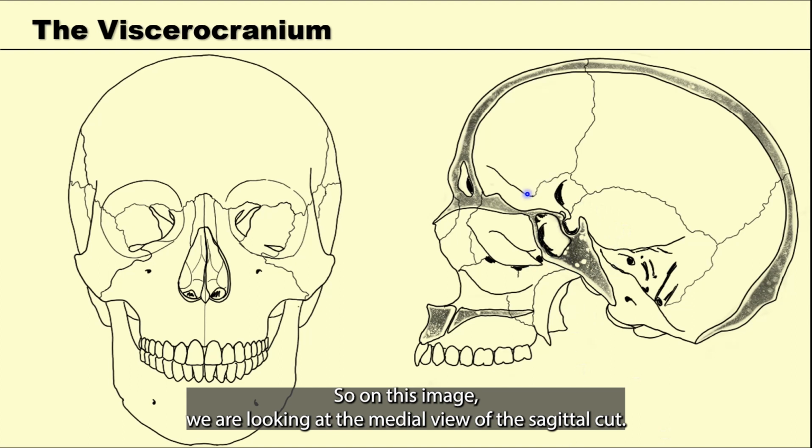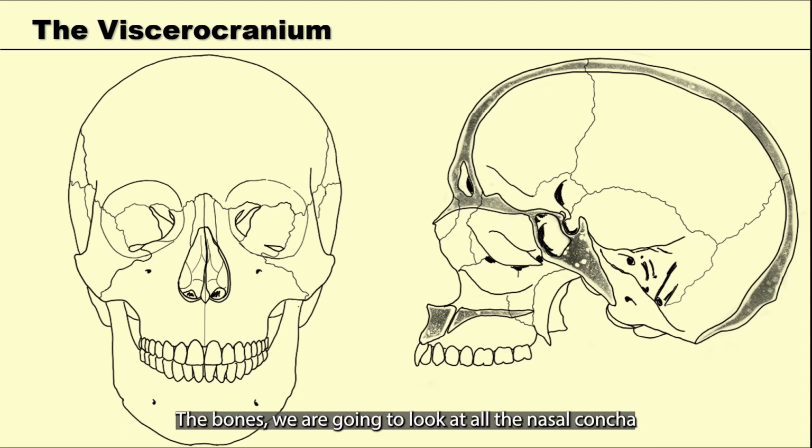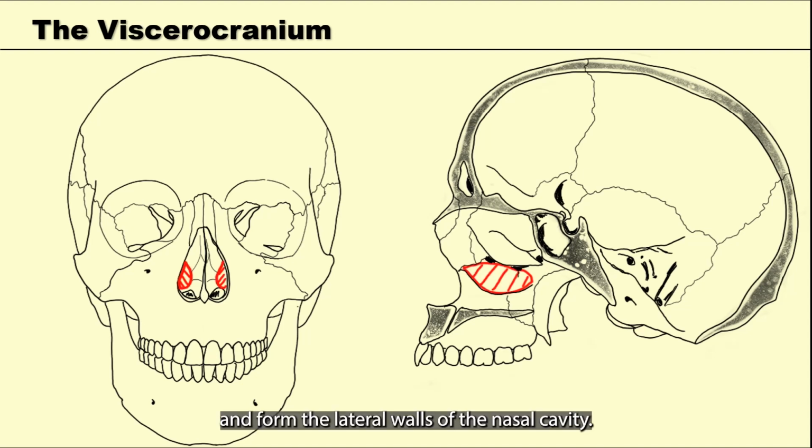So on this image, we are looking at a medial view of the sagittal cut. The brain would sit here, and the right eye would sit behind here. The bones we are going to look at are the nasal conchae, and they form the lateral walls of the nasal cavity.